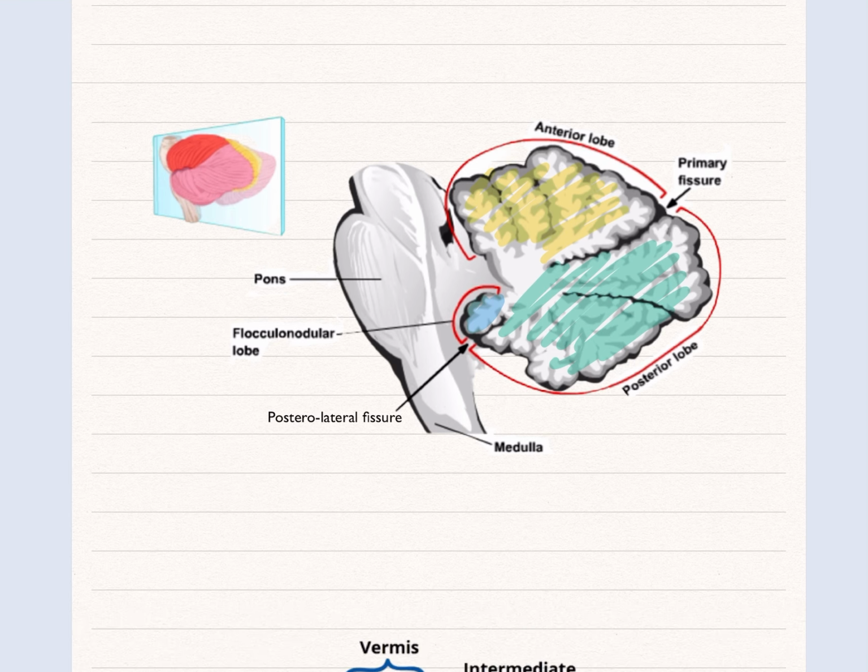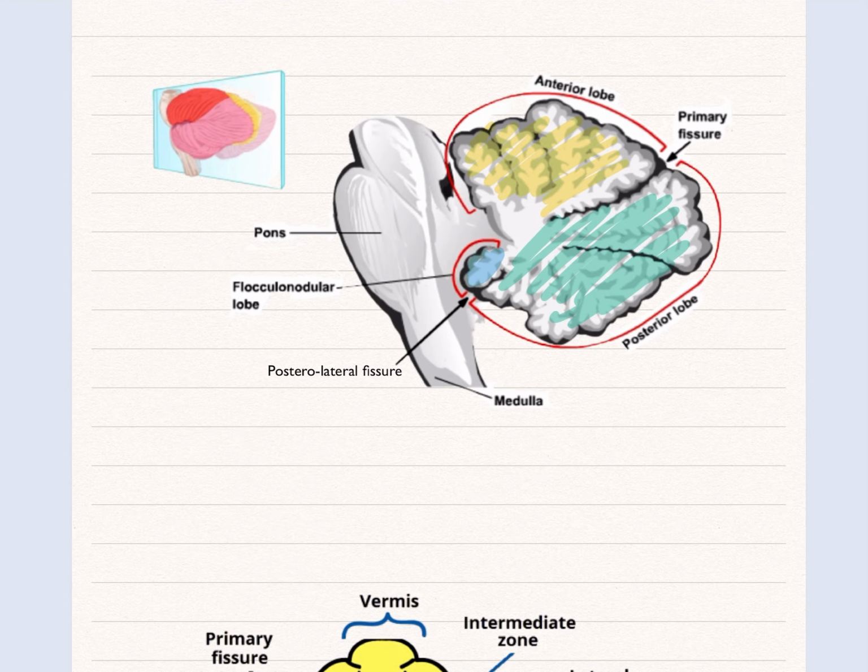So now let's move on. All of this is more of an anatomical division of the cerebellum. Oh, and then you've also got the different fissures. The primary fissure here divides the anterior and posterior lobes. And then here you've got the posterolateral fissure, which divides the floccular nodular lobe and the posterior lobe.